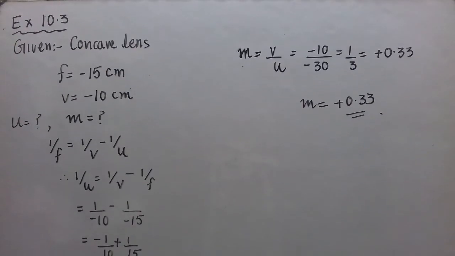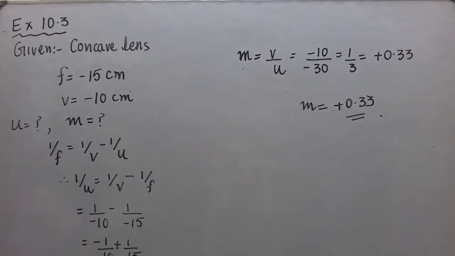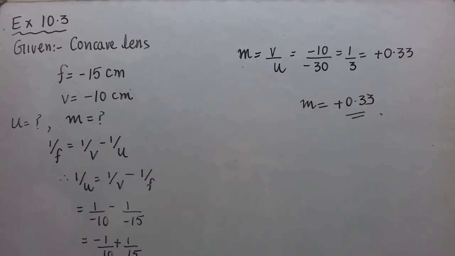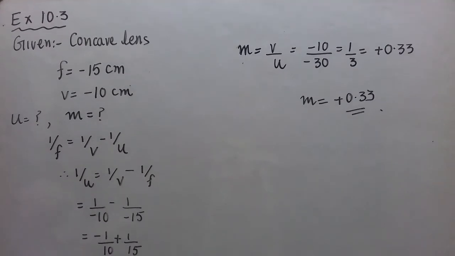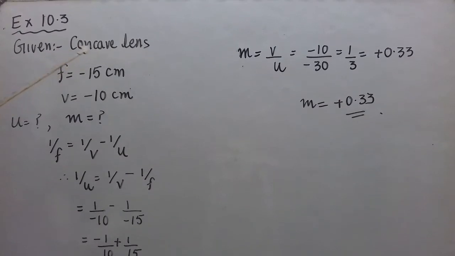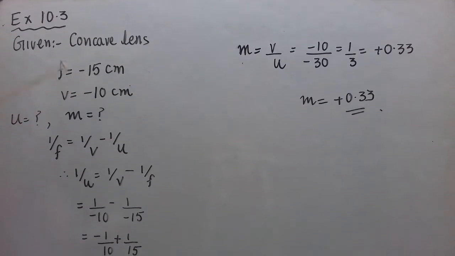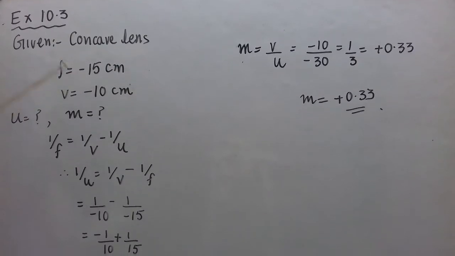Now example 10.3. A concave lens has a focal length of 15 cm. At what distance should the object from the lens be placed so that it forms an image at 10 cm from the lens? Also find the magnification produced by the lens. I'll read it once again. A concave lens. So what is given here? Concave lens of focal length 15 cm. So small f is 15 cm. But as per convention for a concave lens, the focal length is negative. So it has to be minus 15 cm.